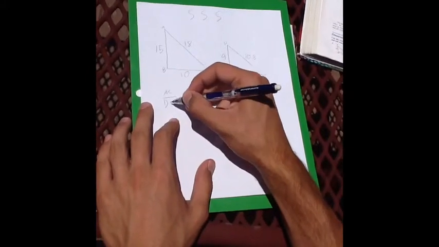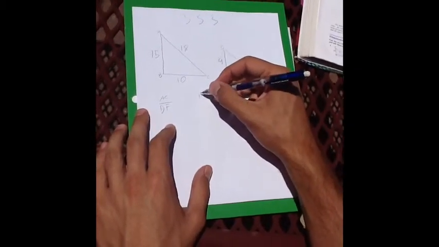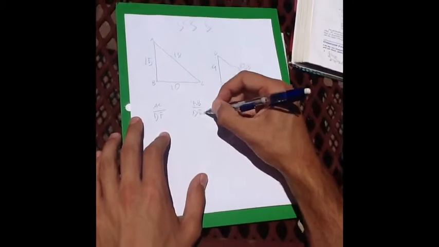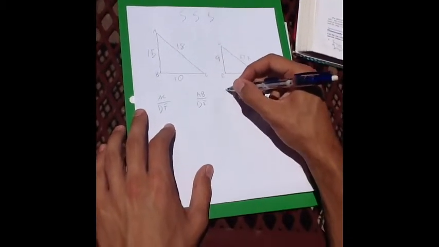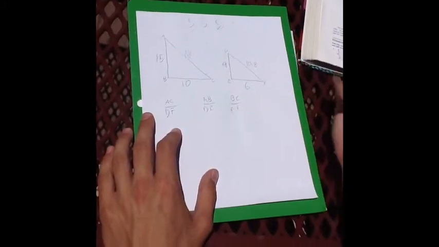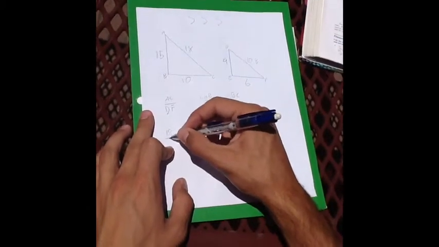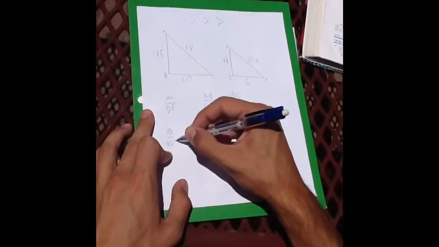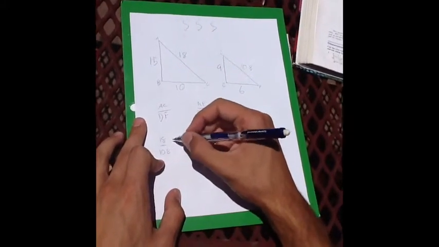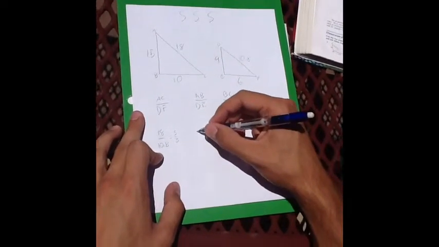So we take side AC over side DF, and side AB over DE, side BC over EF. So basically, longest over longest, shortest over shortest, and middle over middle. So AC over DF is going to be 18 over 10.8, and you can just trust me and assume that that is 5/3.